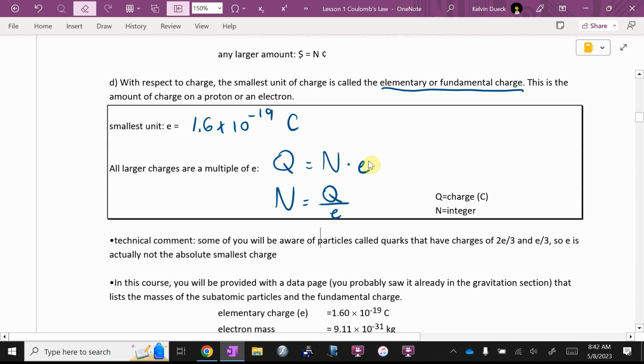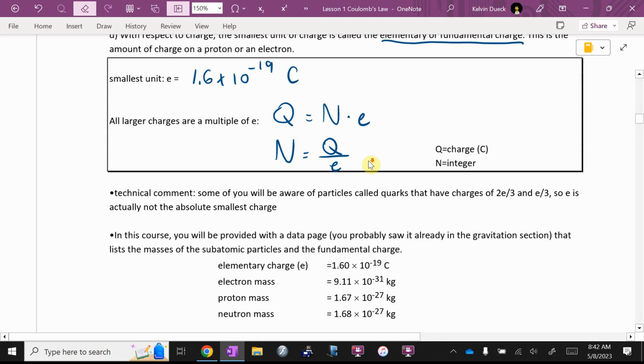Technical comment. This is already out of date. After we defined the elementary charge as 1.6 times 10 to the negative 19 coulombs, we found that there were objects called quarks that had smaller charges of 1/3 e or 2/3 e, or negative 1/3 e or negative 2/3 e. We're going to pretend quarks don't exist. They do, but this will work if we just pretend they don't exist.